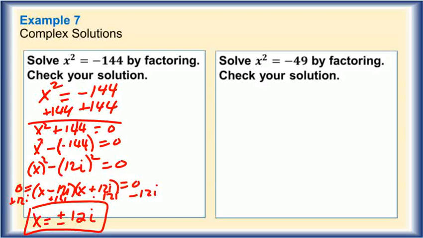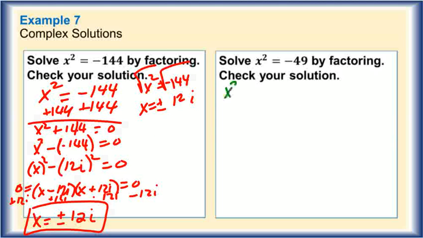A shorter way would just be, if you have x squared equaling a negative 144, find the square root of both sides, and x would equal positive and negative, the square root of negative one is i, and the square root of 144 is 12. That's the other way, but if you were factoring it, you can see the factoring there.